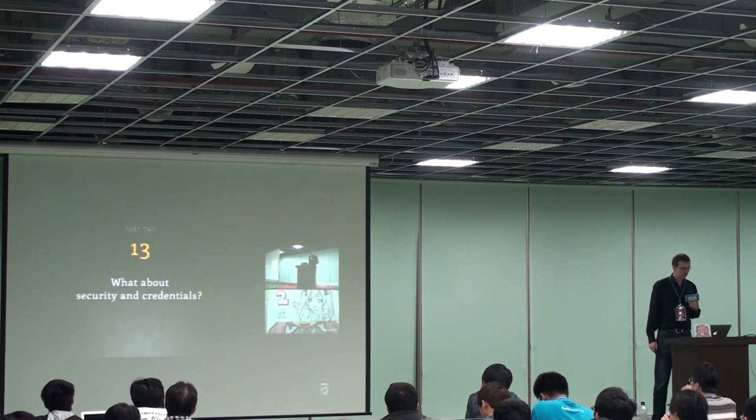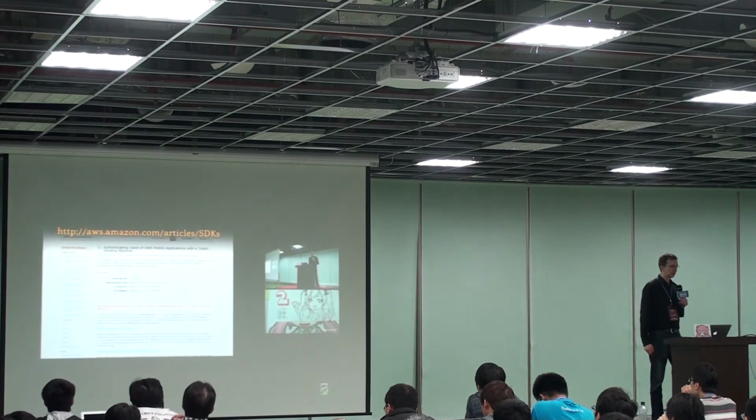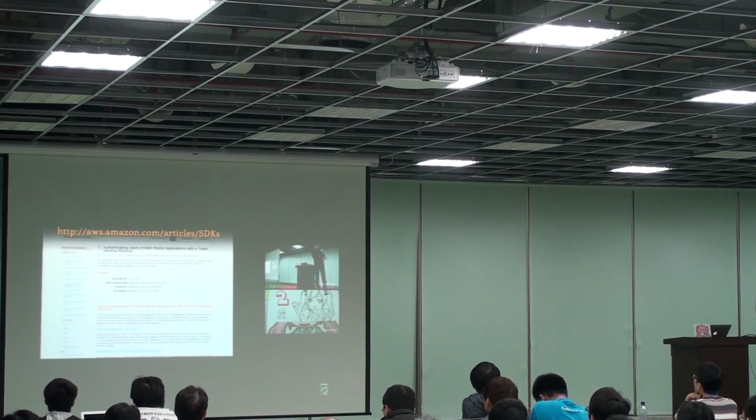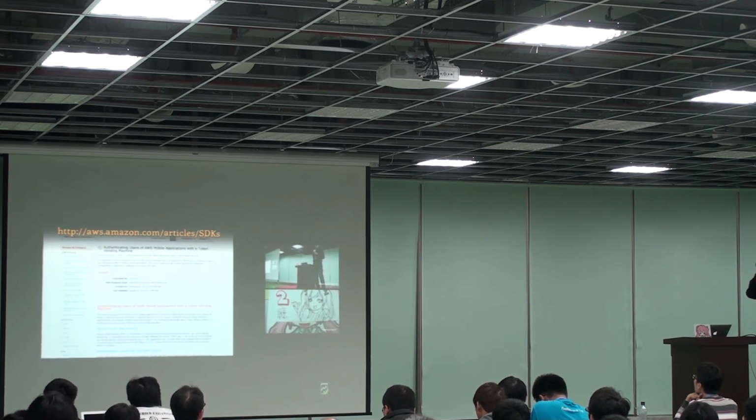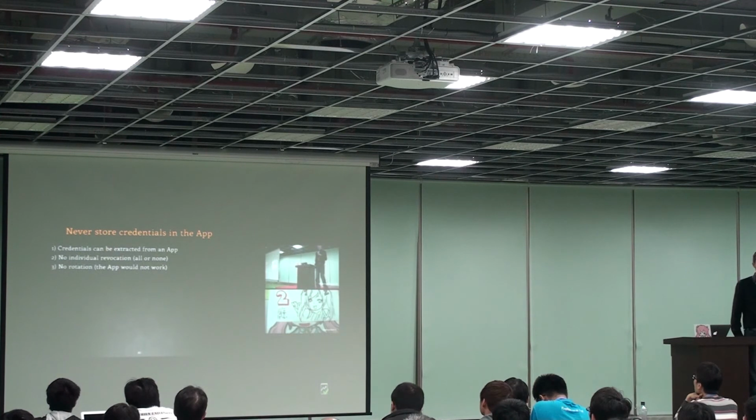Alright, let's not forget about security. Let's not forget about credential management. We have a really, really funky service called a token vending machine. What the heck is a token vending machine? Well, first of all, there's a link where you can read more, aws.amazon.com, articles, SDKs. When you go to aws.amazon.com, you just click for developers, there's a link for developers, then you can find it easily. The point is that you want to identify your users.